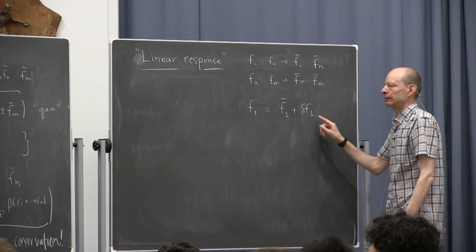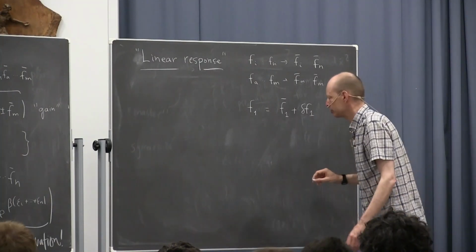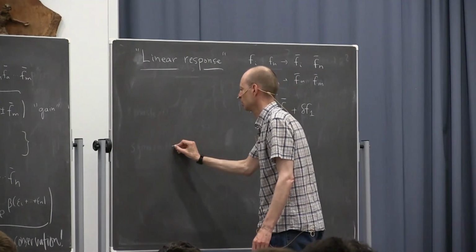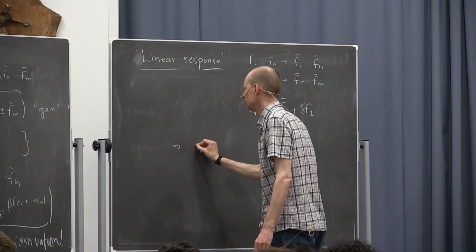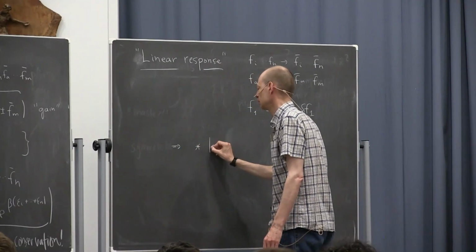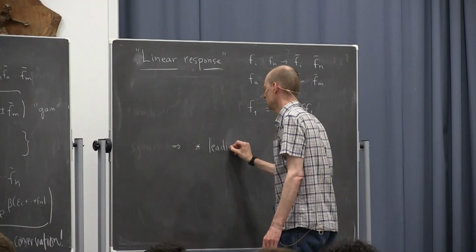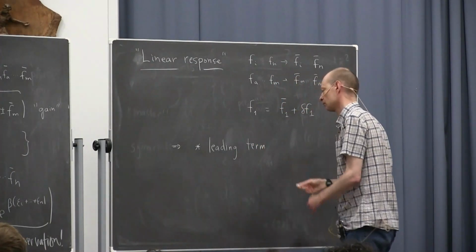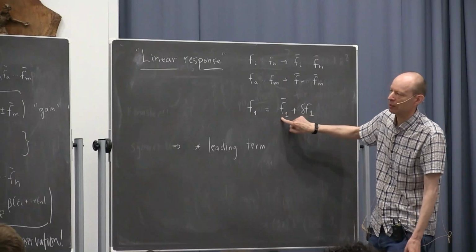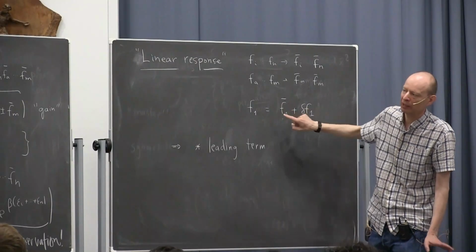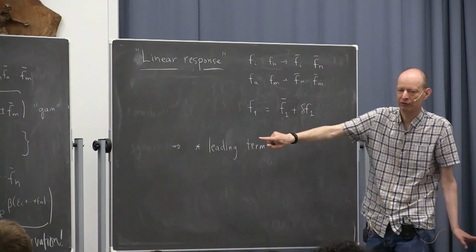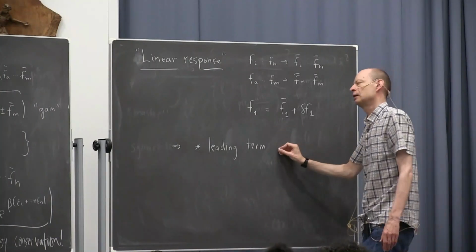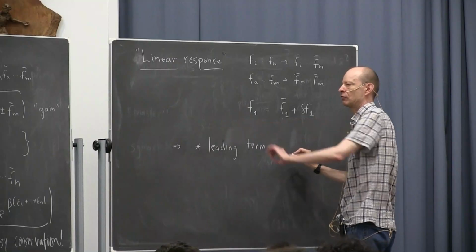So what happens if I take this and put it into the Boltzmann equation? Two things happen. The leading term is this one. Well, we know what happens with the leading term. The leading term cancels because of detailed balance. If I assume that also this one is in equilibrium, then the right-hand side drops out.